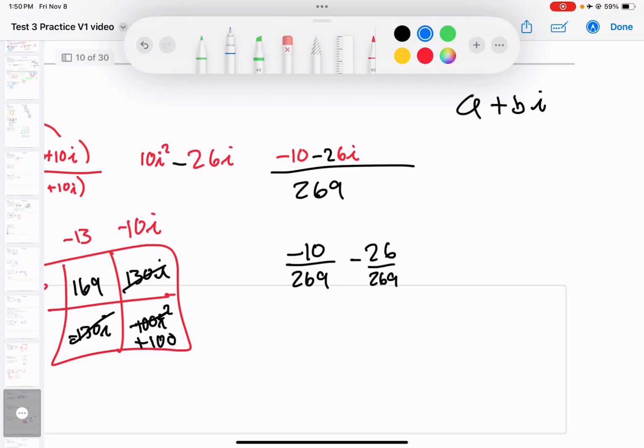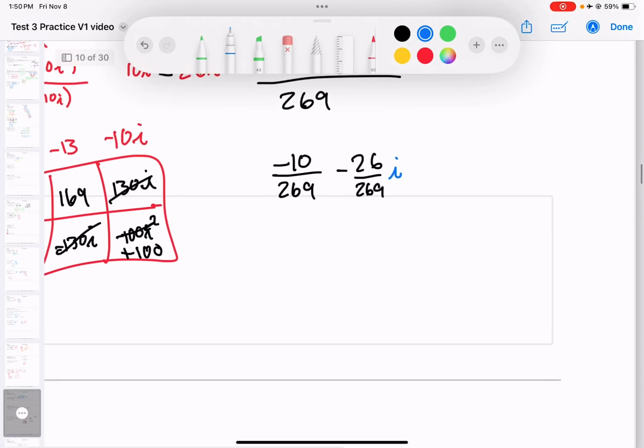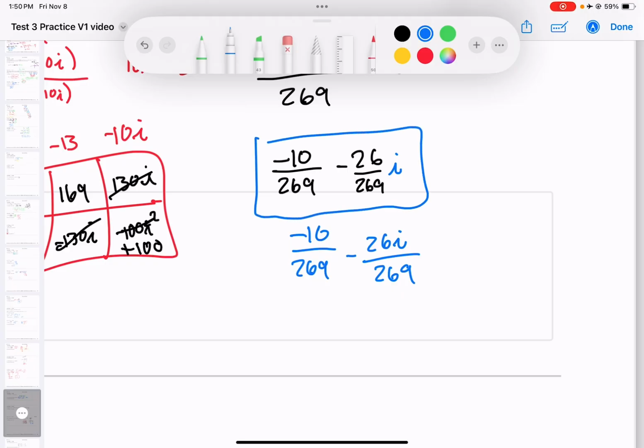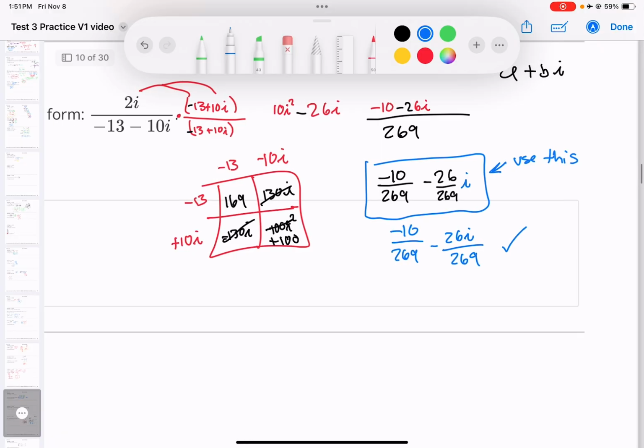Now, the answer key does have the i out here, which is the same as negative 10 over 269 minus 26i over 269. This is one of those ones without playing with it. That's how it's marked. This should be right. I think it's in the right form. Come talk to me if it isn't. But if you can remember, put it in this form, where the i is kind of out on its own on the right.